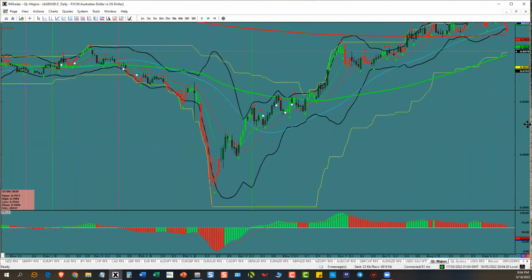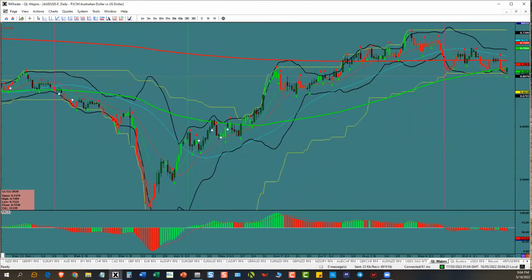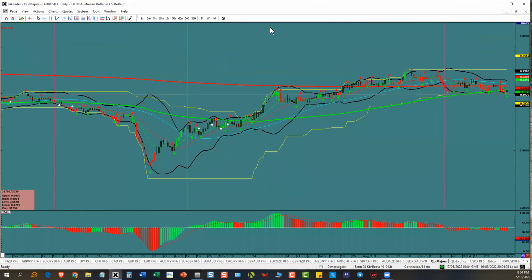All right. So I want you to see how many pullbacks there were first. All right. Here's a pullback. Here's a pullback. Here's a pullback. Here's a pullback. Here's a pullback. Here's a pullback. Here's a big pullback. All right. So all these pullbacks, and what did they do? They kept going up. Why did they do that?